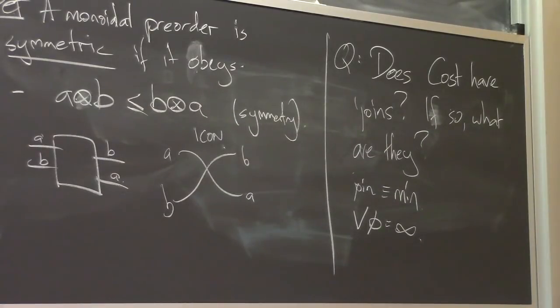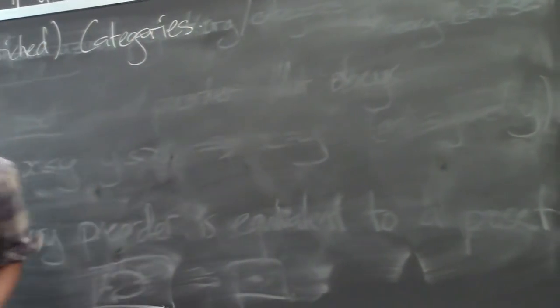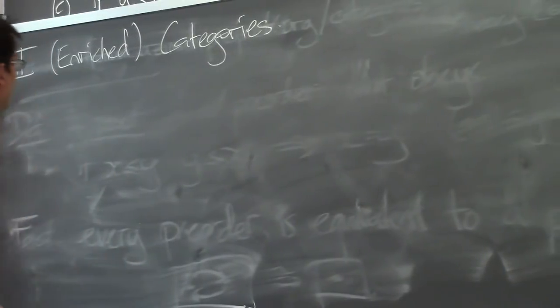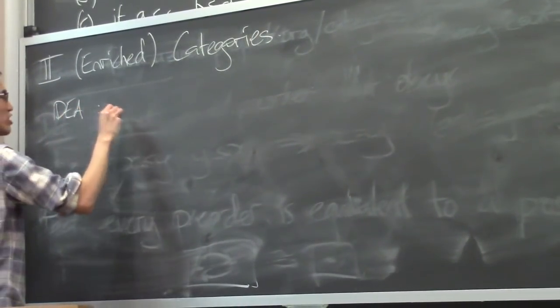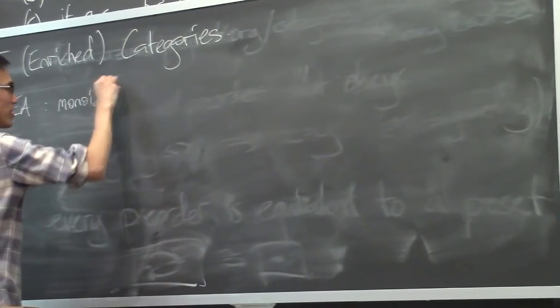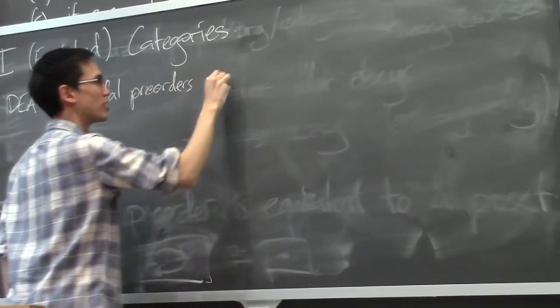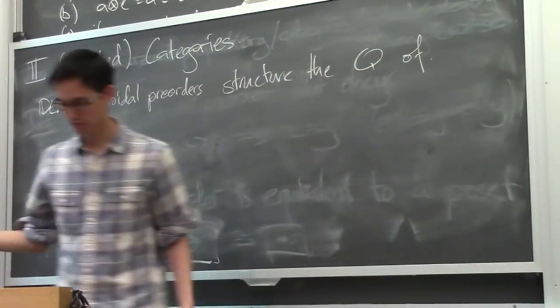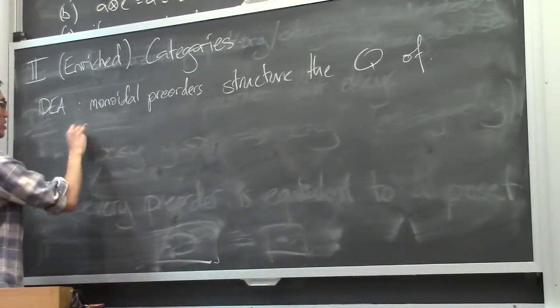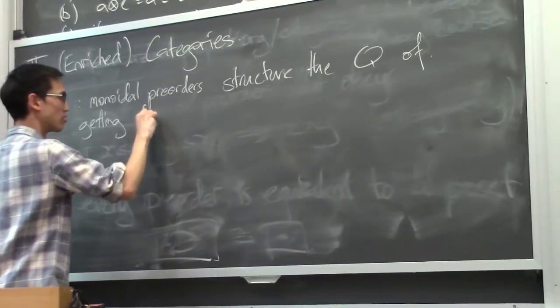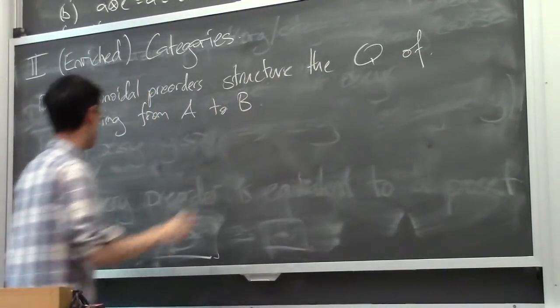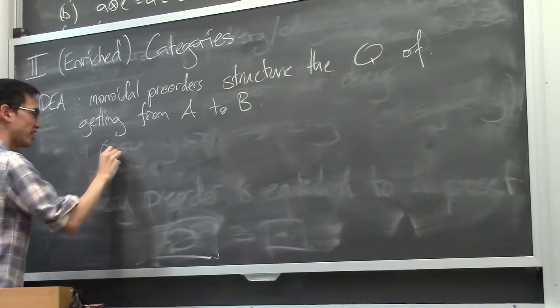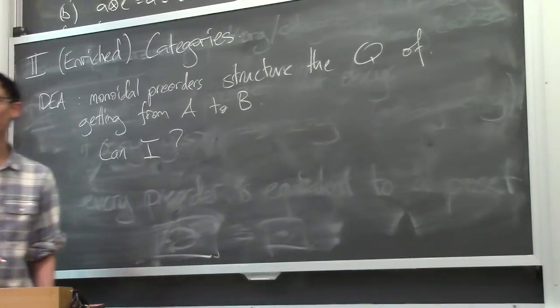So now we move on to categories. And I'll put enriched there in parentheses. I'll explain that in a second. Okay. So I've talked about monoidal preorders, and the idea is that monoidal preorders, or symmetric monoidal preorders, structure the question of getting from A to B. So, in particular, if you ask something like, can you get from A to B, that can be answered by yes or no, a Boolean.